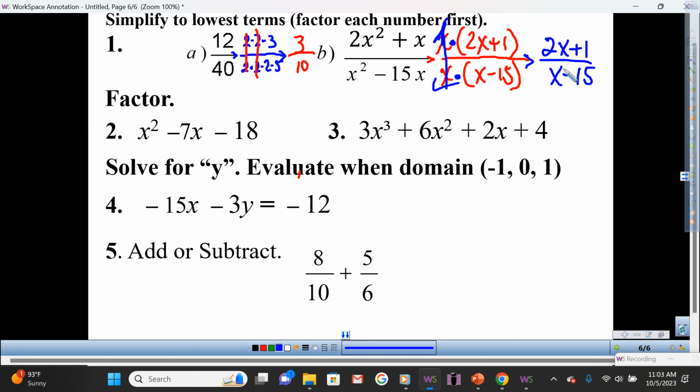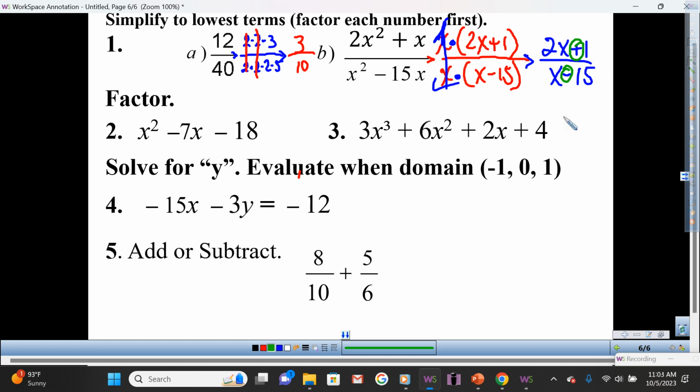Tell your neighbor why we cannot take this x and this x away. Why can't we do a giant 1 there? Some of you said because there's no multiplication, and because there's what? Addition or subtraction. We cannot take away that x because there's addition and subtraction.